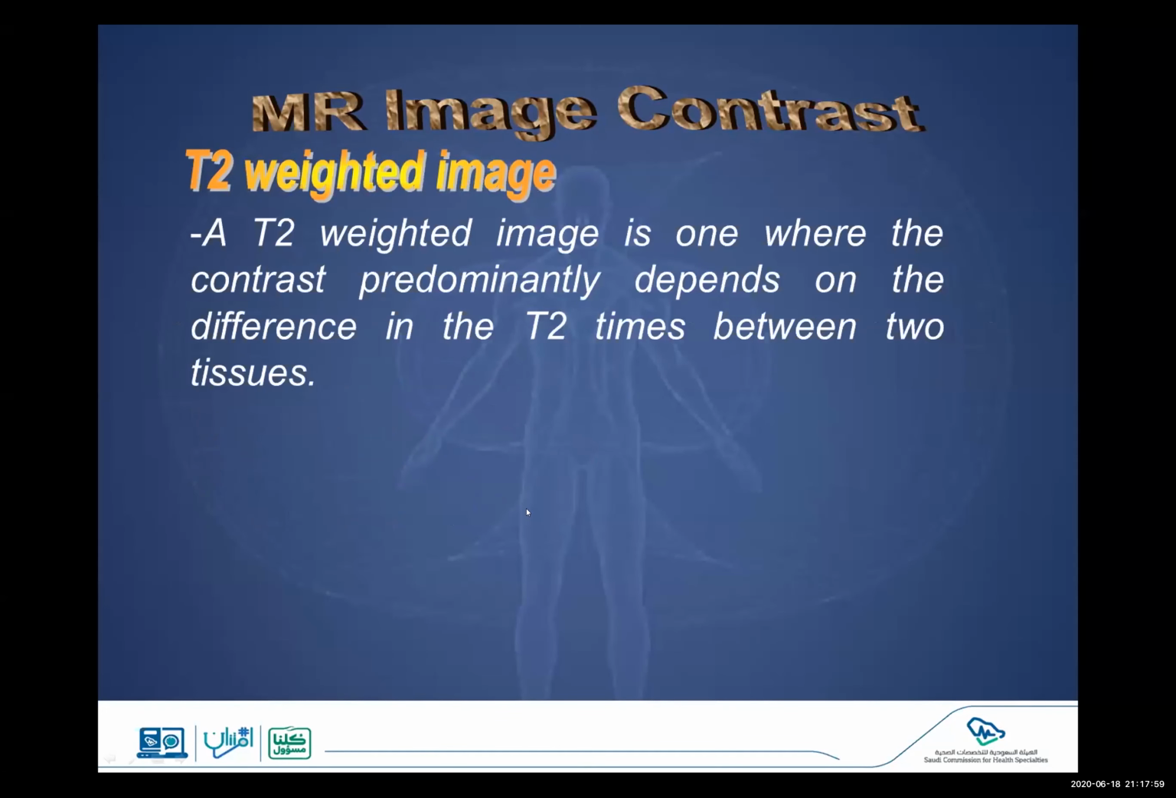A T2 weighted image is one where the contrast predominantly depends on the difference in the T2 times between two tissues. So now we are not measuring the recovery, we are measuring the dephasing. In the transverse plane after excitation, protons tend to dephase, to go out of phase. So what we are measuring is how fast those tissues are dephasing. This is called T2.